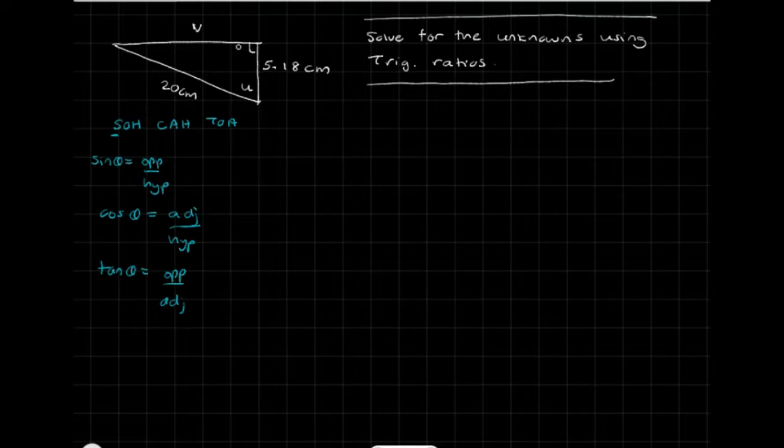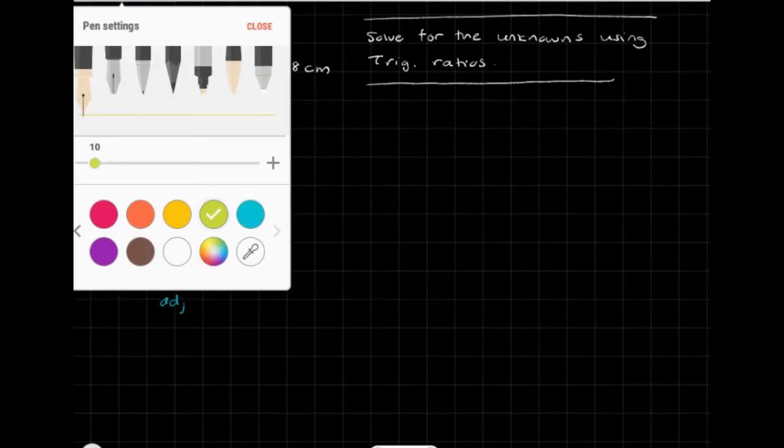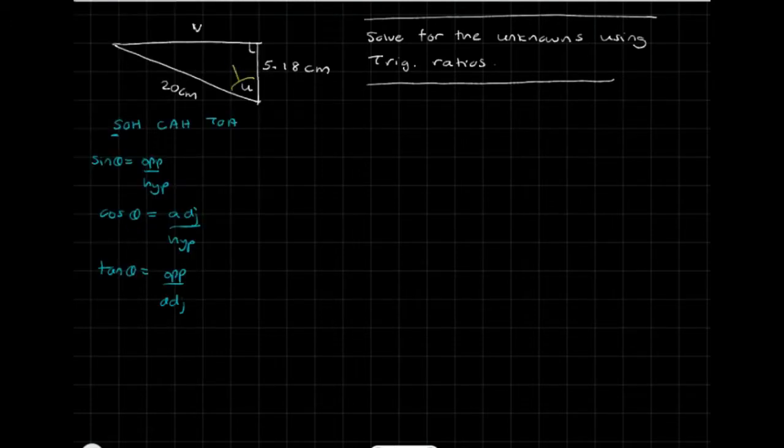So if I'm trying to find angle u, I'm going to do here. So this is angle u here, and I'm going to draw an arrow across it, and this side length v here is the opposite side. The side length across the 90-degree angle is the hypotenuse always, and the hypotenuse is the longest side of a right angle triangle, and the remaining side here is the adjacent side.